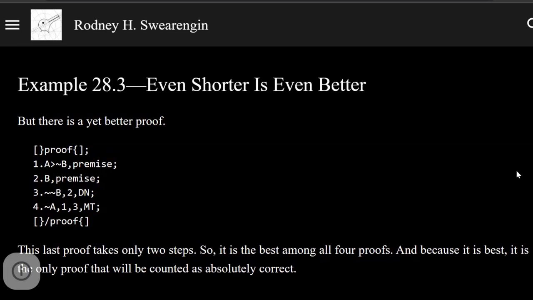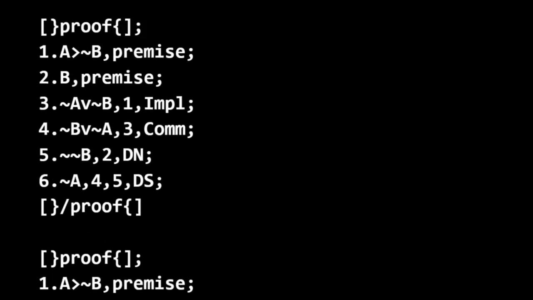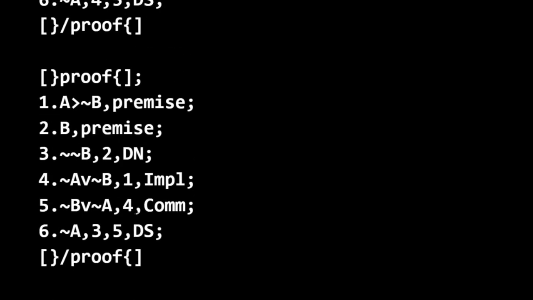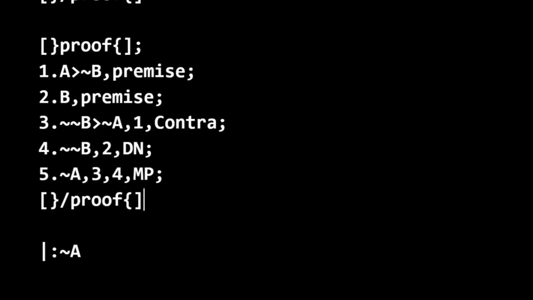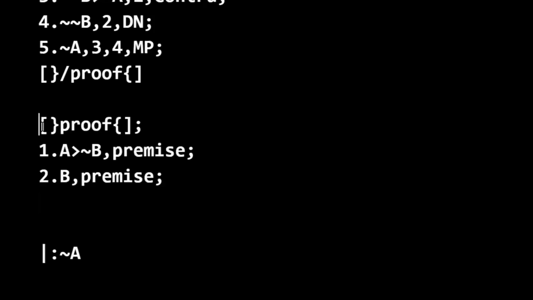Logic zero, example 28.3, even shorter is even better. So this is the same argument that we're trying to prove from the previous two examples. We saw that there was more than one way to do this proof in six lines or in four steps. And then we saw that there was a shorter, better way of doing it in five lines using three steps. But there is an even shorter way of doing this.